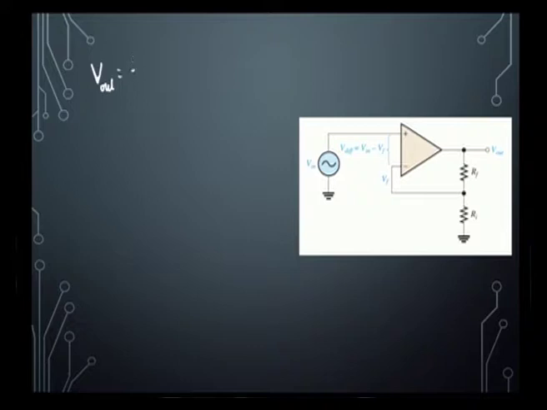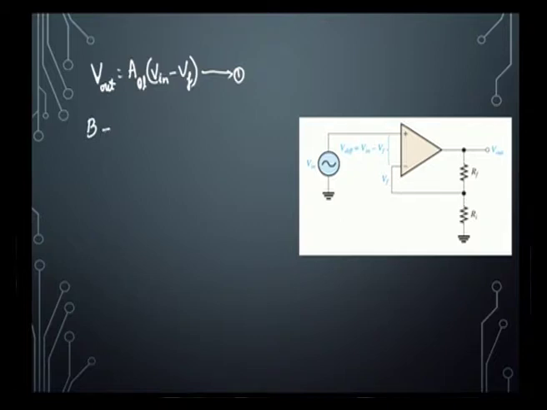is equal to AOL, that is the open loop voltage gain, multiplied by Vin minus Vf. This is the difference voltage. So, this gives the output voltage when we consider the open loop form. The open loop Vout can be identified with the help of the open loop gain and Vin minus Vf.